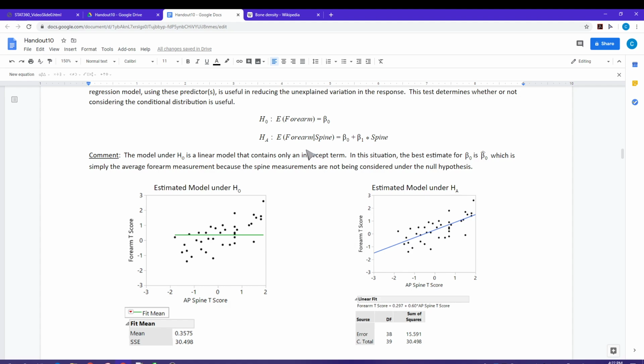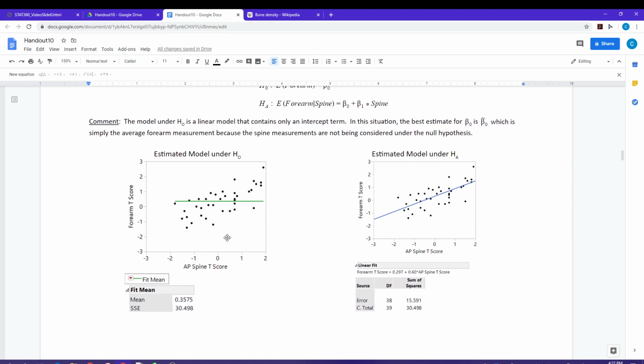So how would I model these models under H0 and HA? Well, under H0, that's simply going to be the mean. So the best estimate for beta 0 is beta 0 hat, and that's just the average T-score of everybody in the data set. I guess that number's around 0.36 here. I can compute the sums of square error from this model, which is all of those distances from the points to the line squared and then added up across all of the data. And when I do that, I'm going to get 30.498. So this is the sums of squares error for the model under H0.